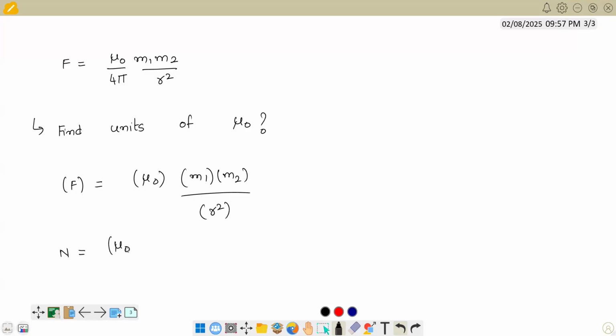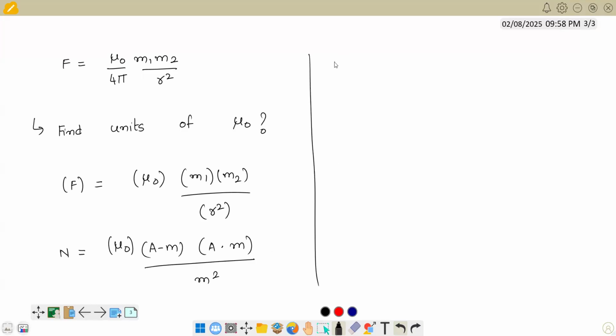We still don't know what the units of mu naught are. We are trying to find them. This is ampere meter, and this is also ampere into meter. That is, ampere into meter divided by meter into meter, which is meter square. So we'll just get Newton equals mu naught ampere square meter square divided by meter square. So basically you will get the units of mu naught.